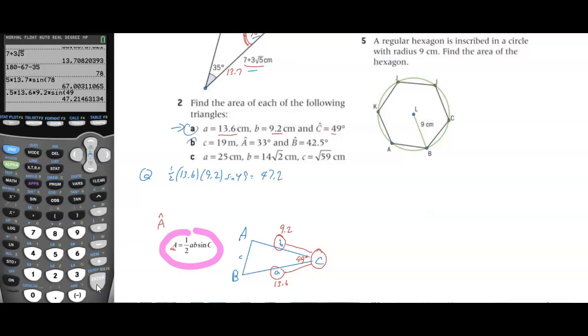What about triangle B? Triangle B, ooh, they give us two angles and a side. So that's not something that we can use to directly find the area. So let's redraw this.